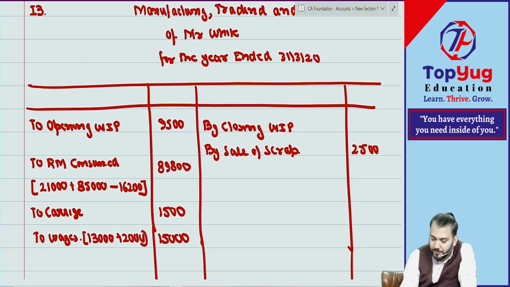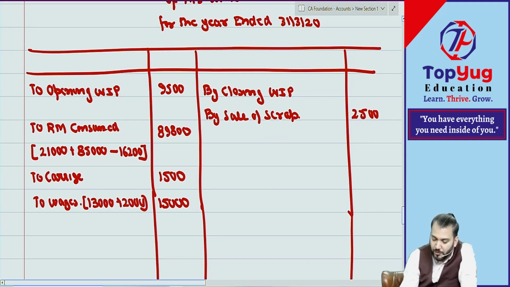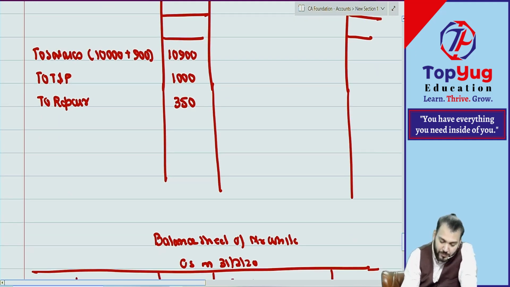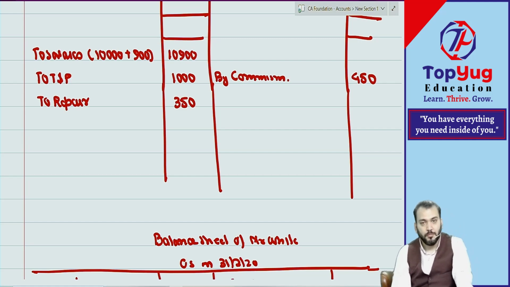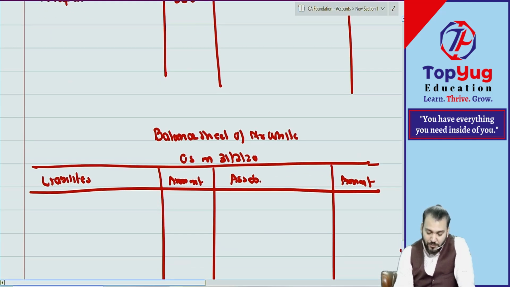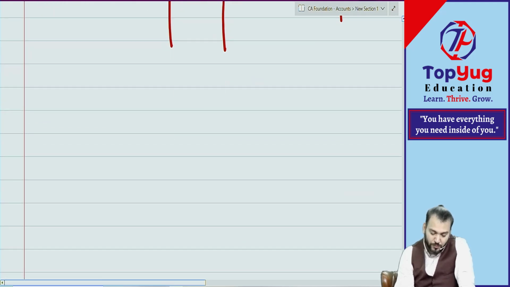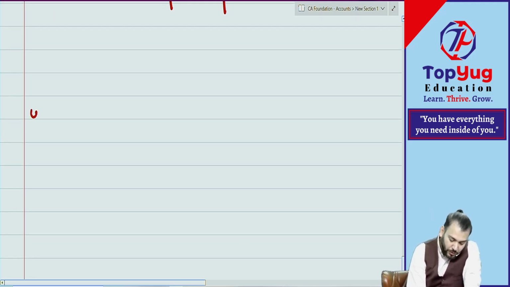2,500. Then commission receipt will be transferred where? So by commission. There is no adjustment for this. Commission how much? 450. Then what? Provision for doubtful debt. We'll create one account. I said now always do working note for that. So working note number 1.